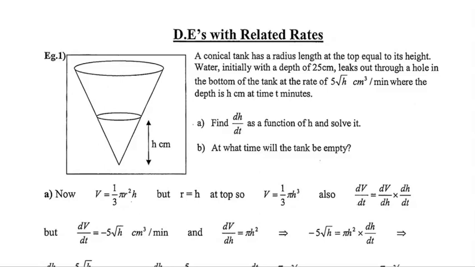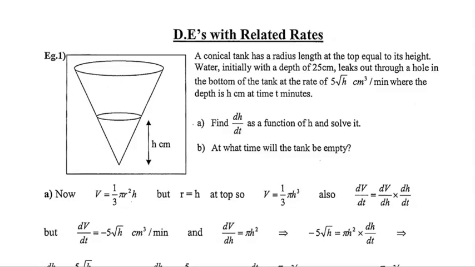In this video, we're going to have a look at some first-order differential equations that involve related rates. So let's start now with a conical tank. It has a radius length at the top equal to its height.